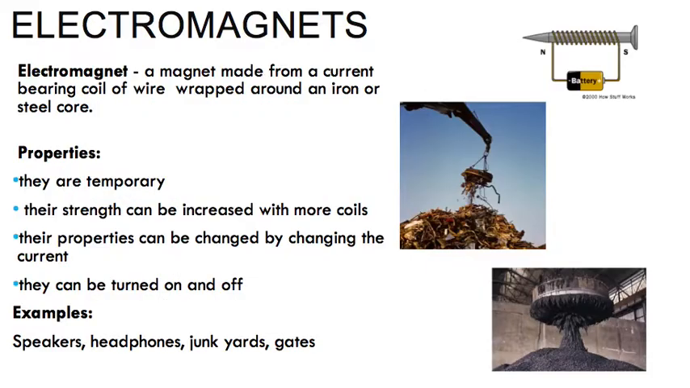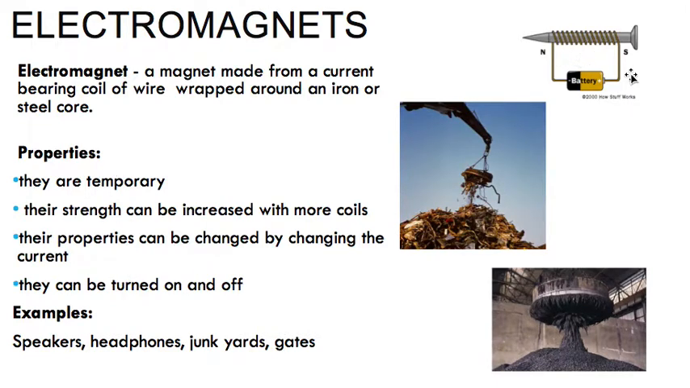Right? An electromagnet is a magnet made from a current-bearing coil of wire, and it's wrapped around an iron or steel core normally. Properties of electromagnets are that they are temporary magnets. They're not permanent. Their strength can be increased with more coils, so add more coils, get a stronger one. Their properties can be changed by changing the current, so more current, less current will change things. And obviously they can be turned on and off.